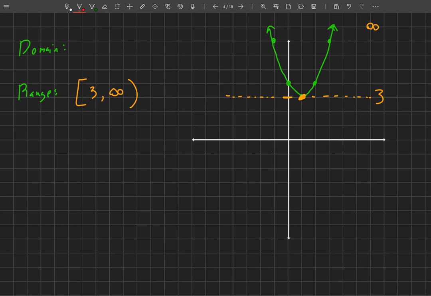But if you think about how far left this graph goes, this is an arrow. So even though, yes, it's going up forever, it's also going left forever. This is always going to the left, slowly, but it is. And this is always going to the right. So this graph goes forever to the right and forever to the left.